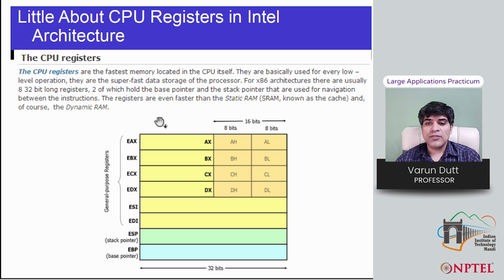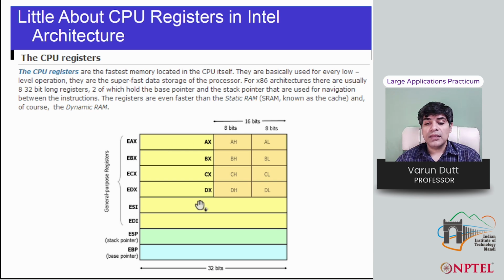The registers are even faster than static RAMs, also known as cache, and of course dynamic RAMs. Among the general purpose registers, the EAX register is a 32-bit register in a 32-bit architecture, and it has AL, the lower 8 bits, AH, the higher 8 bits, AX, the lower 16 bits, and EAX, which refers to the entire 32 bits.